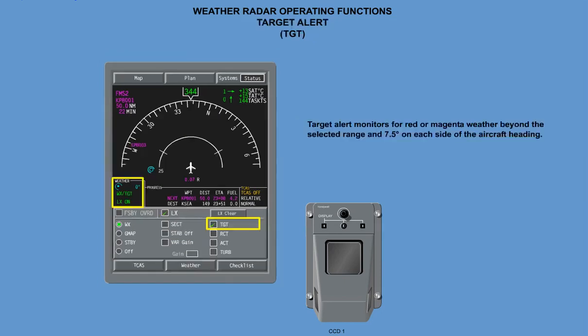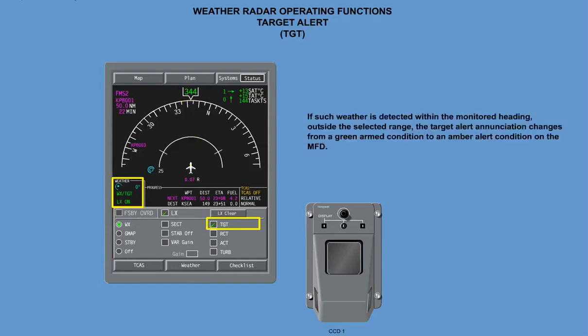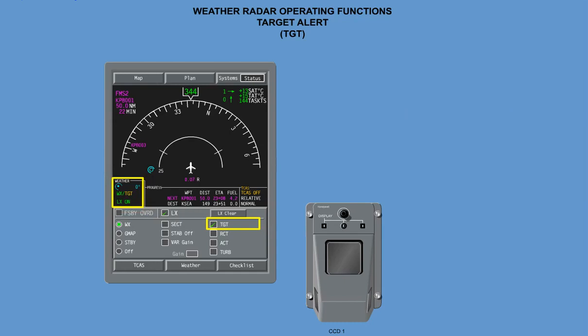Target Alert monitors for red or magenta weather beyond the selected range and 7.5 degrees on each side of the aircraft heading. If such weather is detected within the monitored heading outside the selected range, the Target Alert annunciation changes from a green armed condition to an amber alert condition on the MFD. This annunciation advises the flight crew that potentially hazardous weather lies directly in front and outside of the selected range.